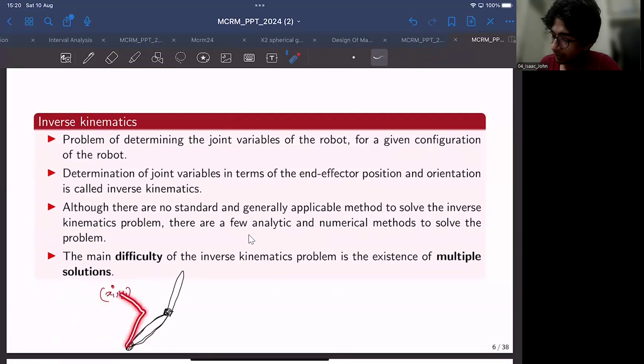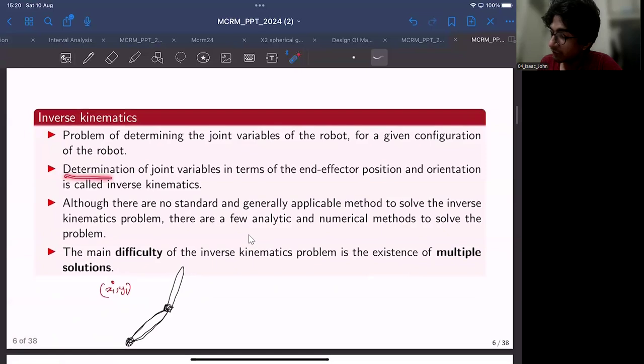So the problem of determining the joint space variables for the corresponding task space variables is what we call the inverse kinematics problem. Determination of the joint variables in terms of the task space position and orientation is called inverse kinematics. In this specific case, we are only considering the position. There is no orientation in this specific problem.